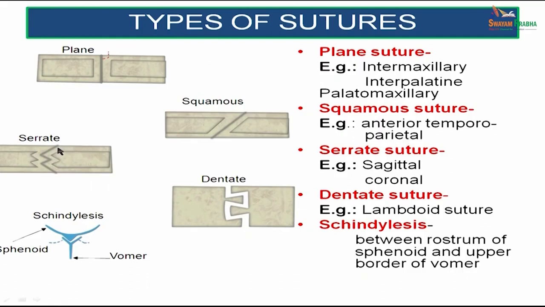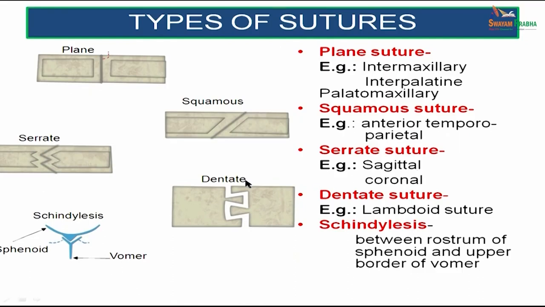Serrate suture. So, from the word serrate, which means zigzag, it means that the two bones which are forming the joint have a very irregular and serrate surface. Examples, the sagittal suture and coronal suture.